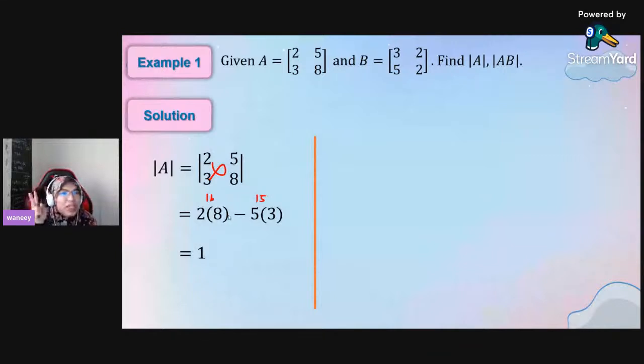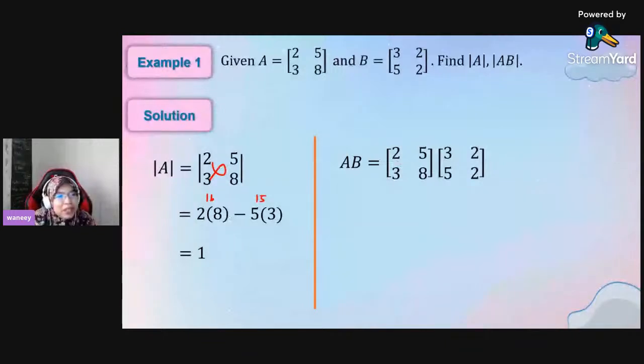The second one asks us to calculate the determinant of AB. That means you have to calculate what AB is first. AB is [[2,5],[3,8]] times [[3,2],[5,2]]. Of course, you do row multiplied with column. So first row, first column: 2 times 3 plus 5 times 5.